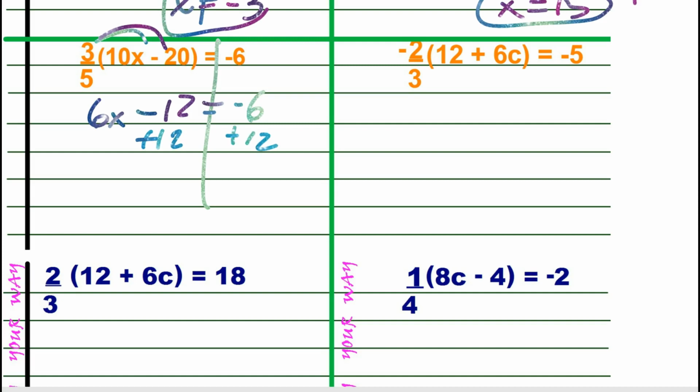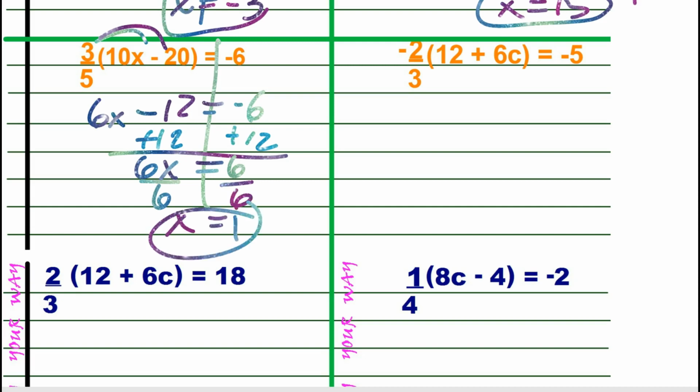Add 12 to both sides. We get 6x is equal to 6. Divide by 6. Slow down. Divide by 6. x is equal to 1. Let's do this again, everybody.